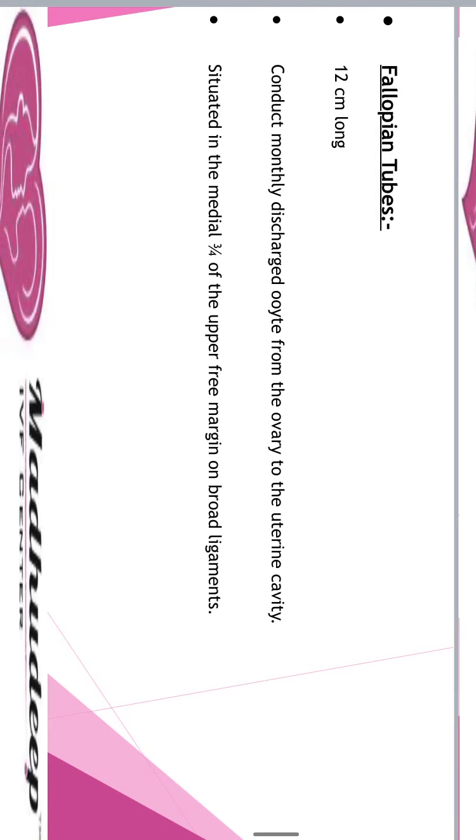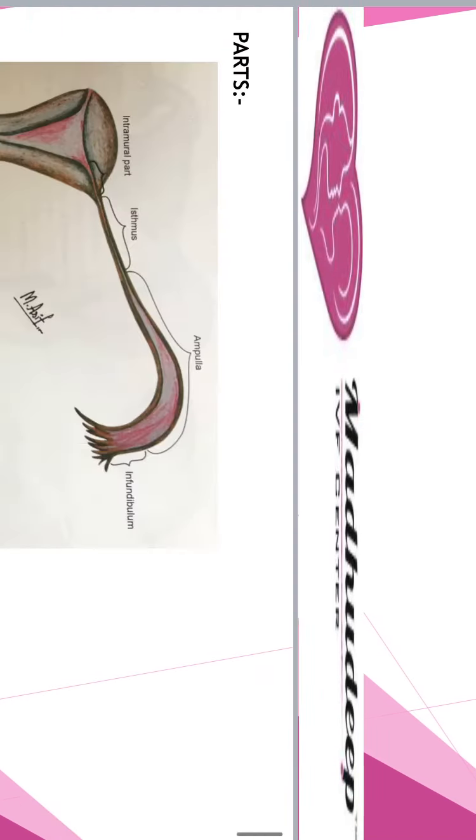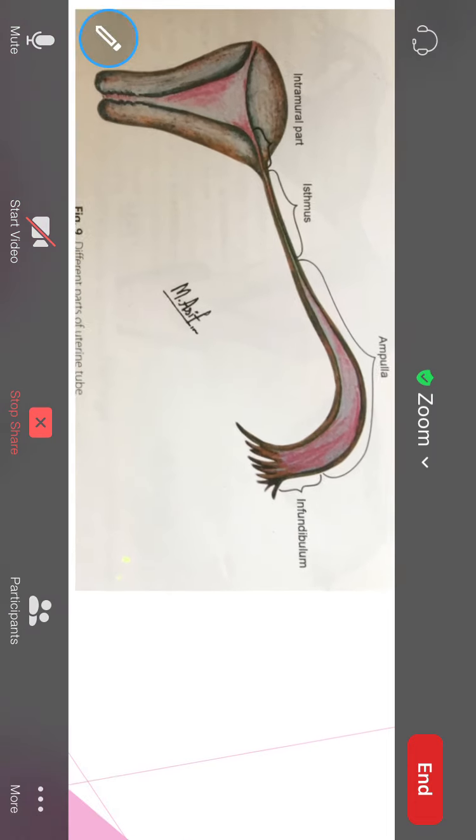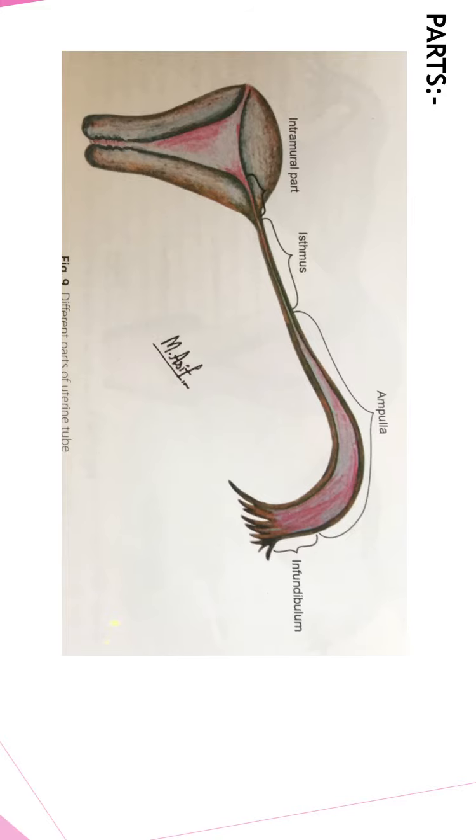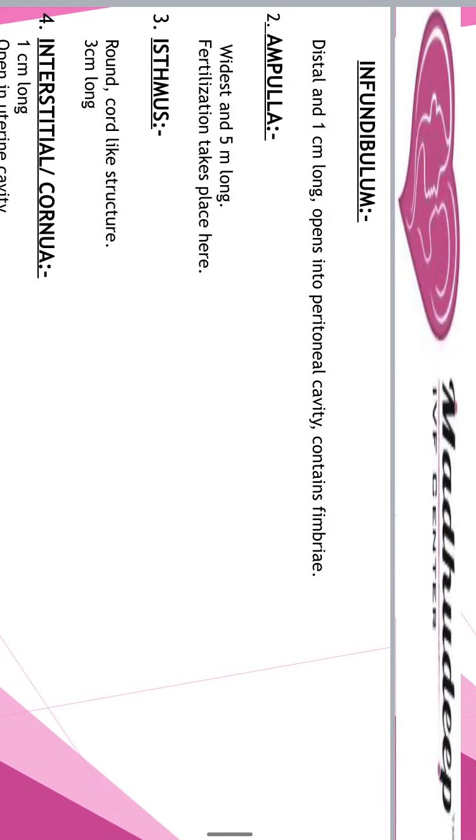Now we discuss the fallopian tube. It is 12 centimeter long, conducts the monthly discharged oocyte from the ovary to the uterine cavity, and is situated in the medial 3/4 of the upper free margin of the broad ligament. These are the main parts of the fallopian tube: infundibulum, ampulla, isthmus, and the interstitial and the cornu part.